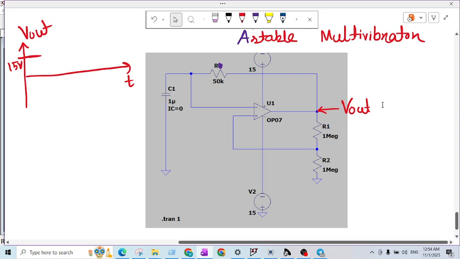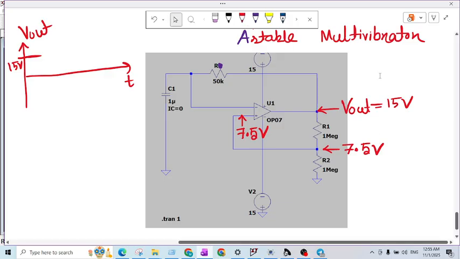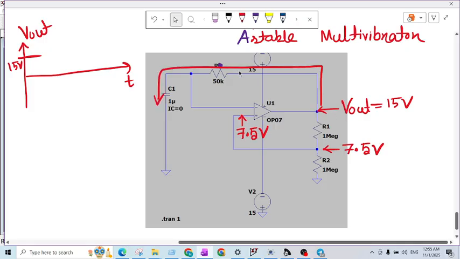So you can see that V out is 15 volt. So after applying a voltage divider here, you will get this voltage is 7.5 volt, the half of this 15 volt, right? And you will see that this voltage appears here. That means this point's voltage is 7.5 volt. Now you see we have a capacitor here and a resistor here, right? And as this voltage is 15 volt, now capacitor will be charged in this path through this resistor.